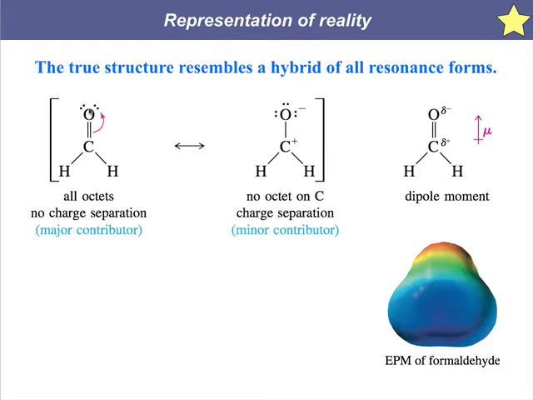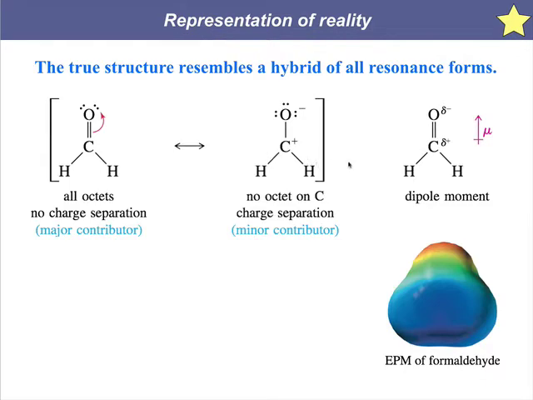Now, again, the real structure, the true structure of formaldehyde, resembles a hybrid of all the resonance structures with more contribution from the good structure than from the bad structure. So the real structure should have mostly a double bond, but a little bit of a single bond. And the real structure should have mostly a neutral oxygen, but a little bit of a negative oxygen, and mostly a neutral carbon, but a little bit of a positive carbon.